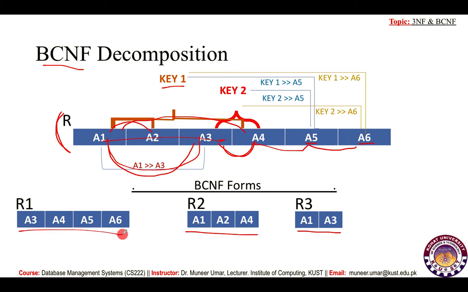Now we can connect these tables by using their primary keys and foreign keys. So these tables can be connected with the help of A1, and these 2 tables can be connected with the help of A4. Similarly, A3 can be used to connect with this table in this way.